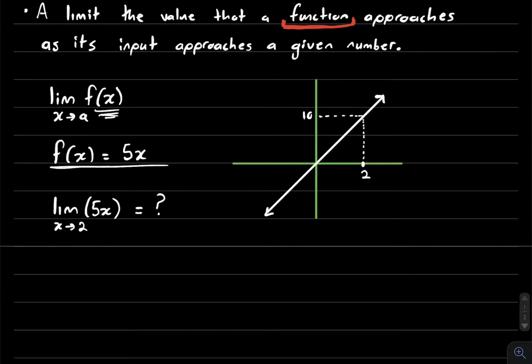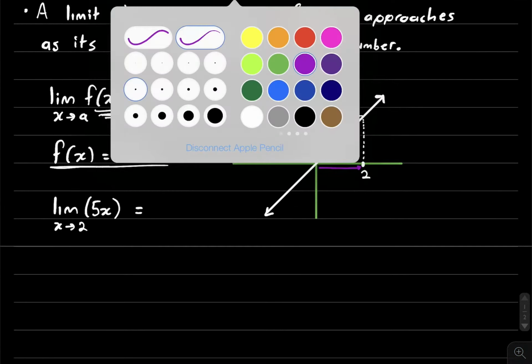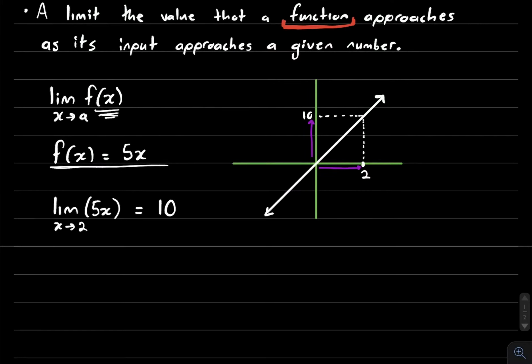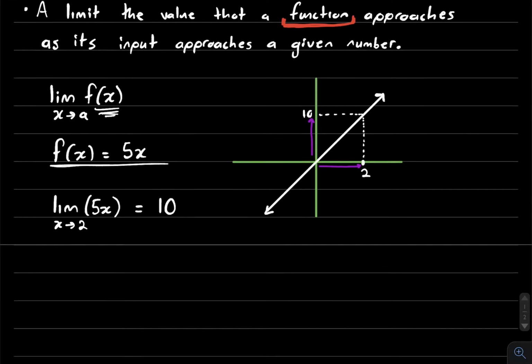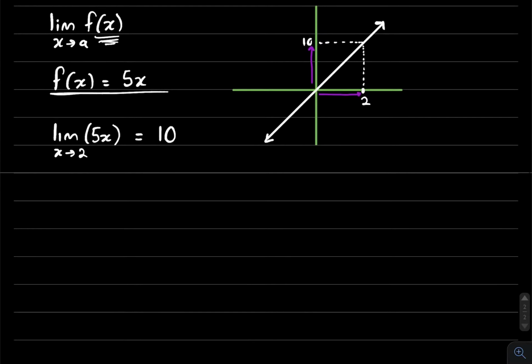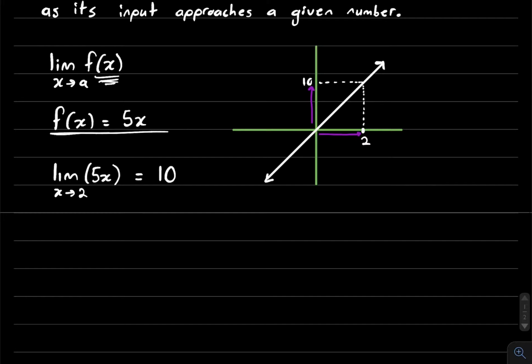So we can see that as x approaches 2, as x gets closer and closer to 2, our f of x, or our y, gets closer and closer to 10. So that simply means that the limit is equal to 10. That's all it means. Simple as that. So this limit is equal to 10. Okay? So let's look at something that's a bit more abstract.